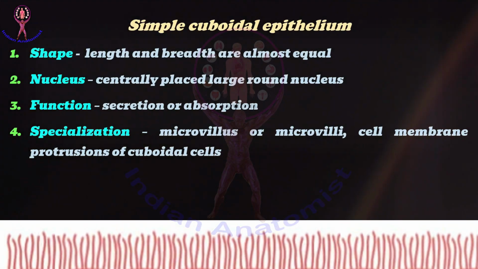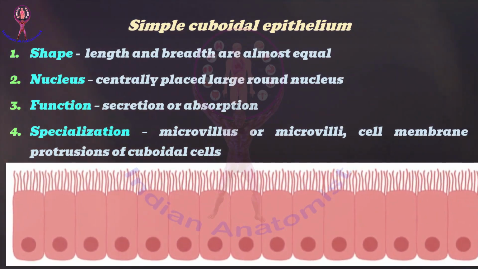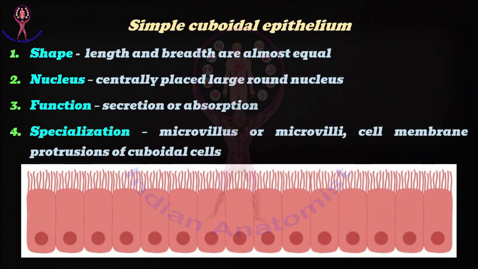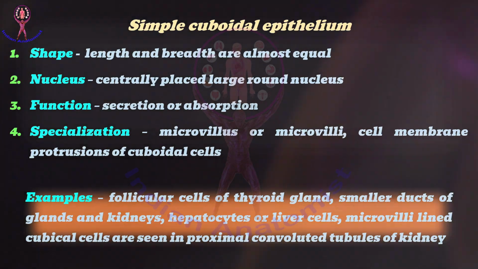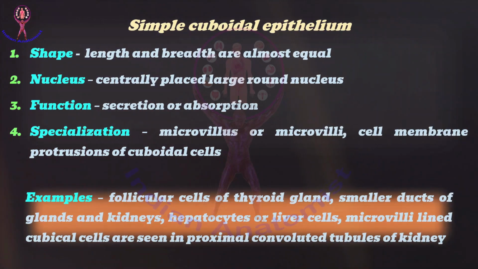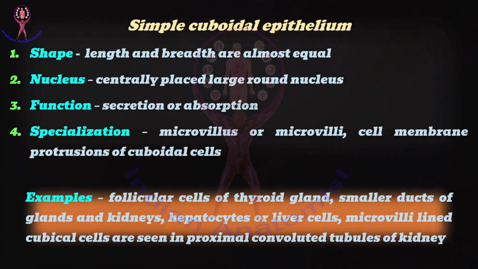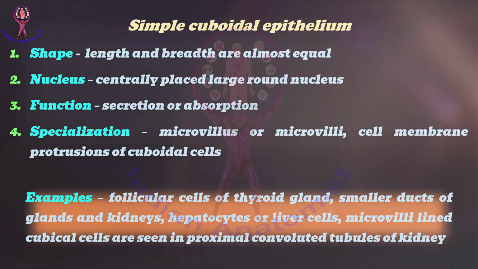Some of the cuboidal cells exhibit surface specialization or polarity, such as microvilli, which are cell membrane protrusions responsible for absorption. Examples of cuboidal cells include follicular cells in the thyroid gland, smaller ducts in glands and kidneys, hepatocytes in the liver, and cuboidal cells with microvilli lining the proximal convoluted tubules of the kidney.